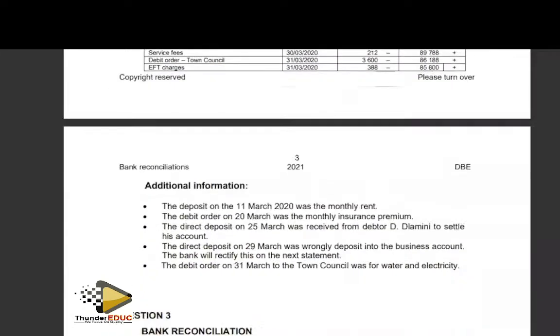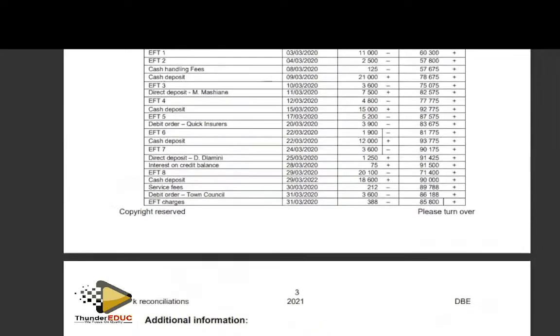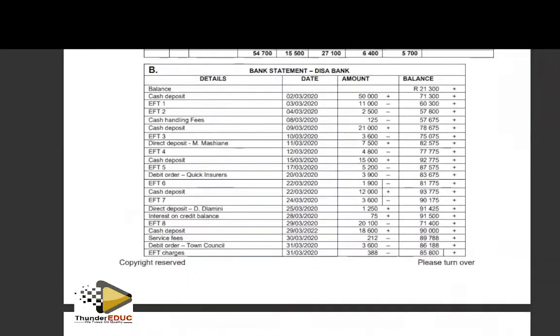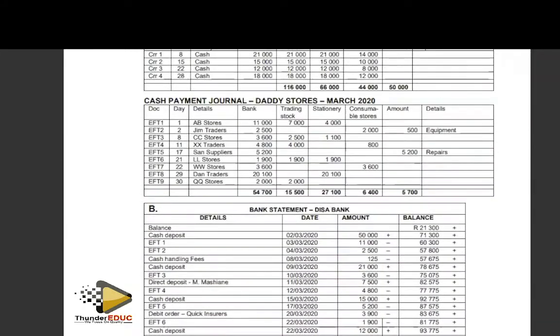Then let's also look at this additional information, the deposit. Never do a question without checking your additional information. Now, since this is our first lesson, the first thing we are going to teach is matching. You match your bank statement, the credits, the plus, with your cash receipts.